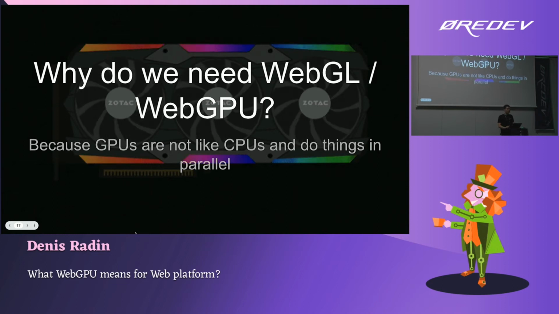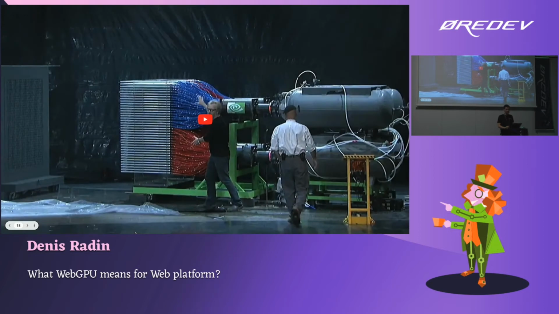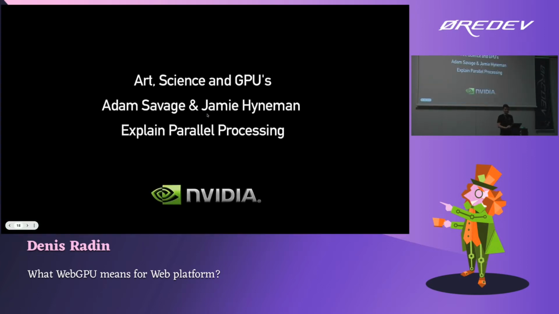Why do we need WebGPU at all? This is because we need parallel calculations for graphics, and just for intensive calculations, we need them to be done in parallel. Who's seen this video? 4 people out of the whole hall. Okay, this video explains the difference between CPU and GPU.